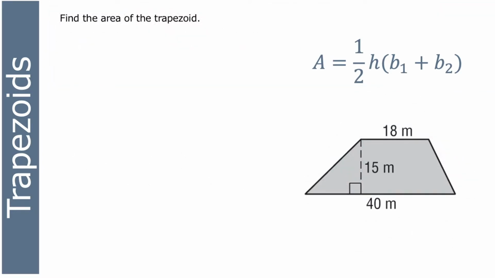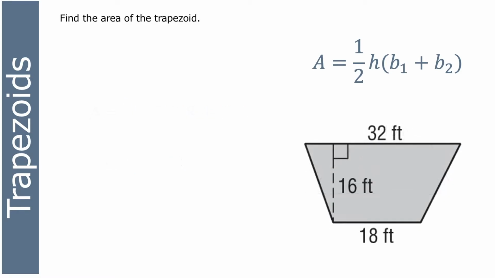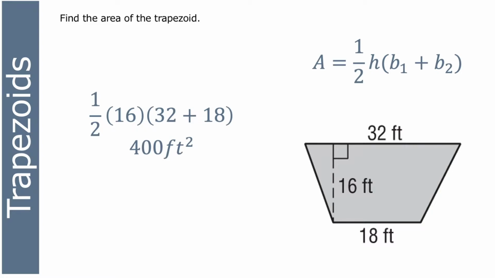So we'll take it for a test drive. So this one we've got a base of 40 and a height of 15 and another base of 18. So 18 plus 40, we'll add those bases together, times the height, all that times 1/2, you get 435 meters squared. Here's another one with bases 32 and 18. So we'll add those together, multiply it times the height and 1/2, and you get 400 feet squared.